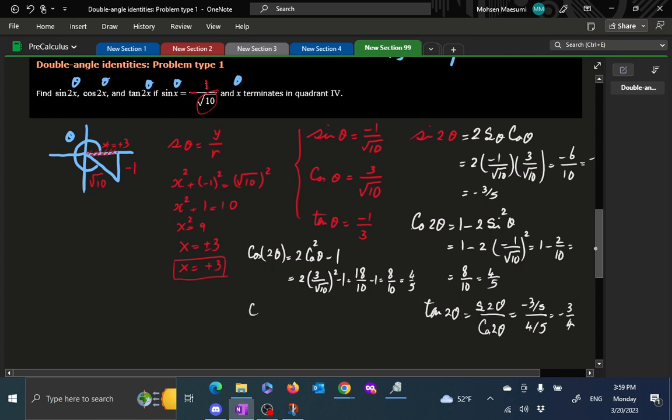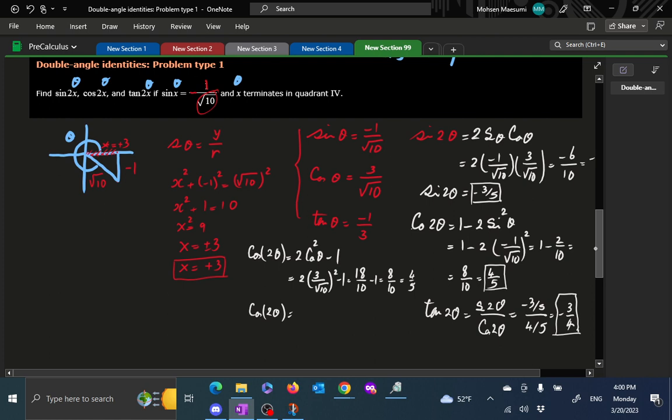Well, there's actually another one. Cosine of 2 theta. So we are done. As you notice, here's my sine of 2 theta, here's my cosine of 2 theta, here's my tangent of 2 theta. We are done with the problem. We are just doing extra practice, saying that there are many ways of getting at the answer.